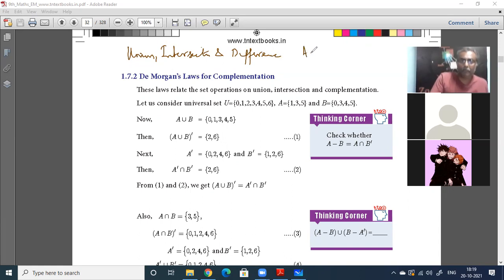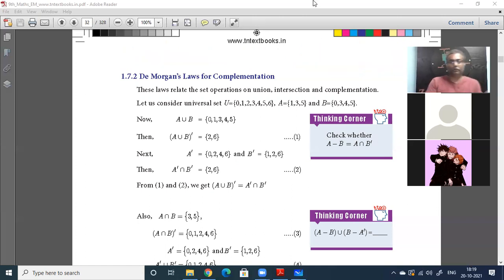A minus (B union C) is equal to (A minus B) intersection (A minus C). Same way, A minus (B intersection C) is equal to (A minus B) union (A minus C). So this was all about difference. Now he is going to give some laws for complementation. Let us try to understand this one also, and I think with that we should end our session today. We cannot do the exercises; exercises we do tomorrow, because these are very important things.